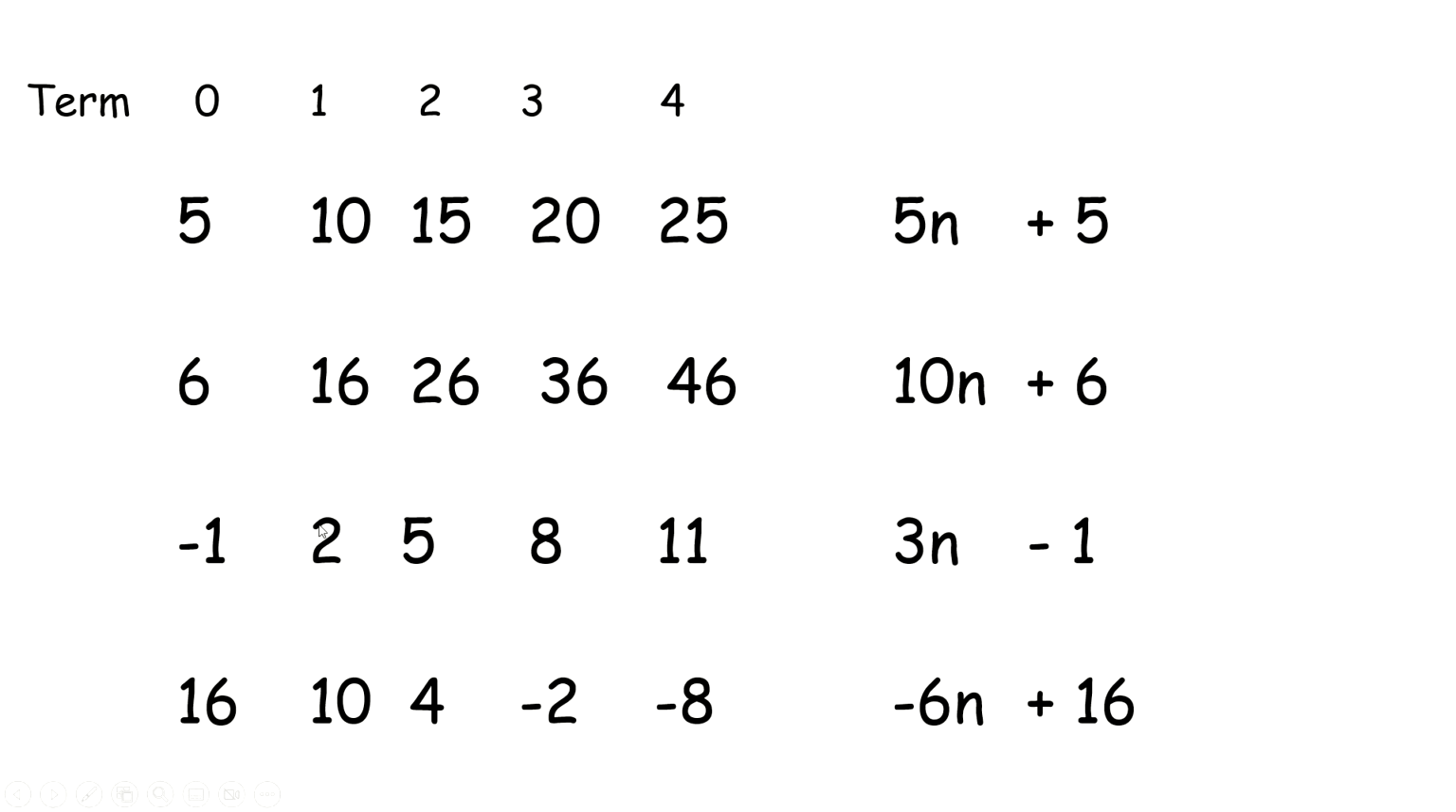So now for term 1, 3 times 1 is 3, minus 1 is 2. Then again for 2, n is replaced by 2, so 3 times 2 is 6, minus 1 is 5. So far so good. And then minus 6n: times 1 is minus 6, and then plus 16 is 10. Then for term 2, minus 6 times 2 is minus 12, plus 16 is 4. So it's as simple as that. That's nth term.